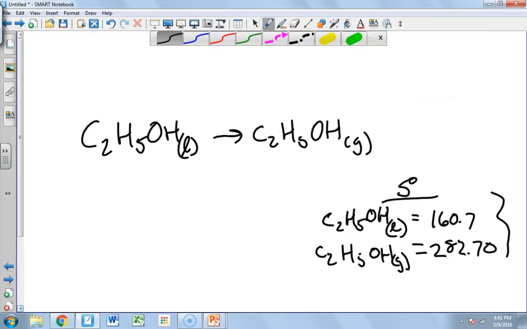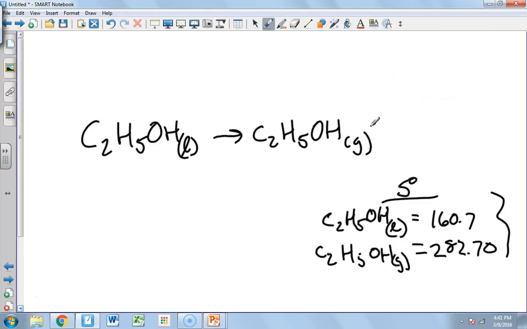Well, before we calculate it, one of the things that I like to do is have an idea of what's going to happen. So this is a liquid going to a gas. Is it going to get more or less random? Which one is more random? Well, the gas is more random. So it's going from middle random because it's a liquid, to high random, which is a gas.